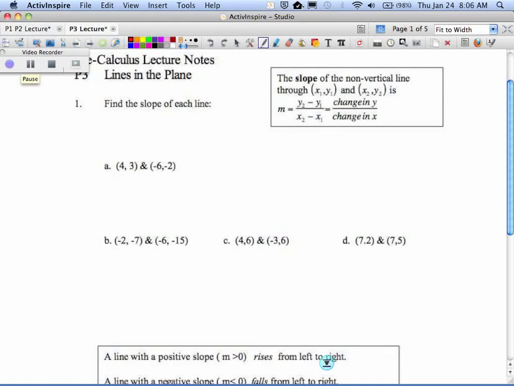So for P3, we're talking about lines in the plane, it's called. And you guys no doubt have worked with your slopes before. So the fancy thing we use is we represent it with an M. So we represent it with an M, and it's your change in Y over the change in X. So throughout the class, you'll always hear me talk about Y to the sky. So you get your Y's on top, your X's on the bottom, rise over run, however you think of it.